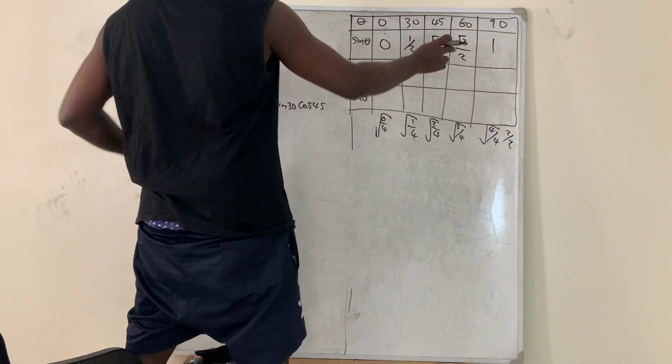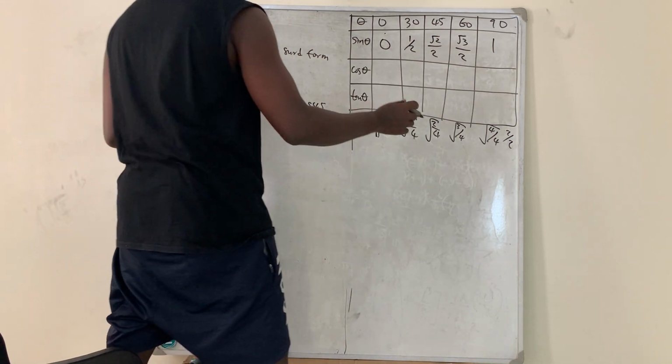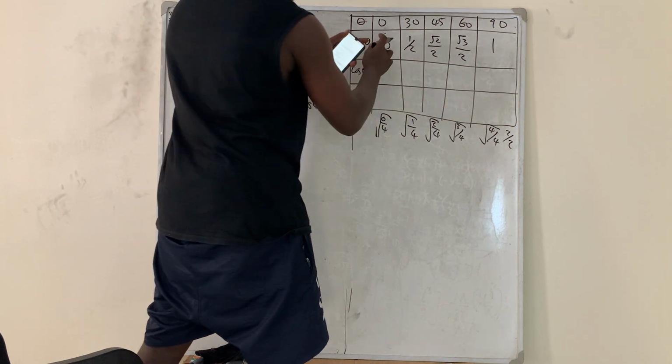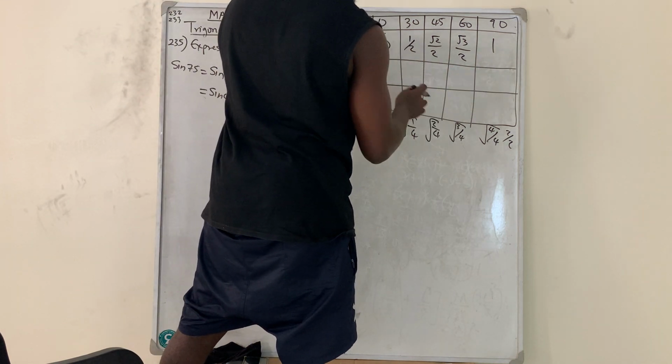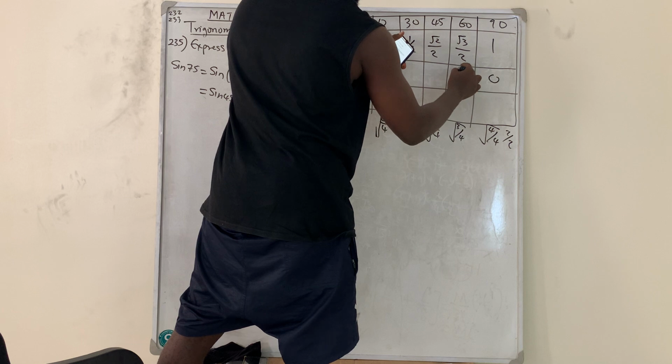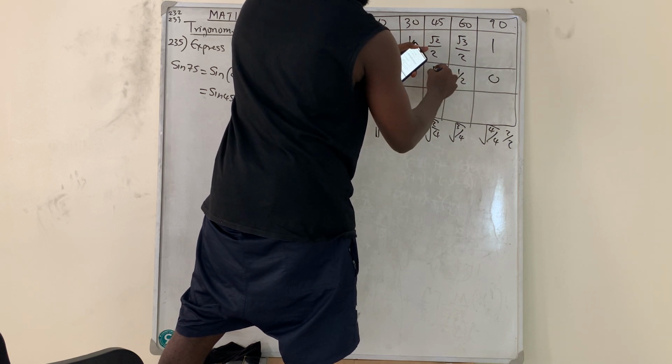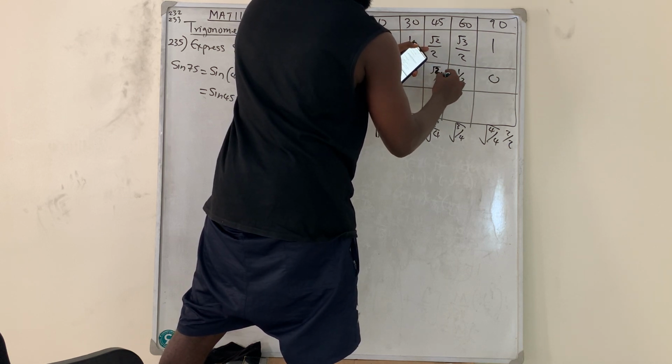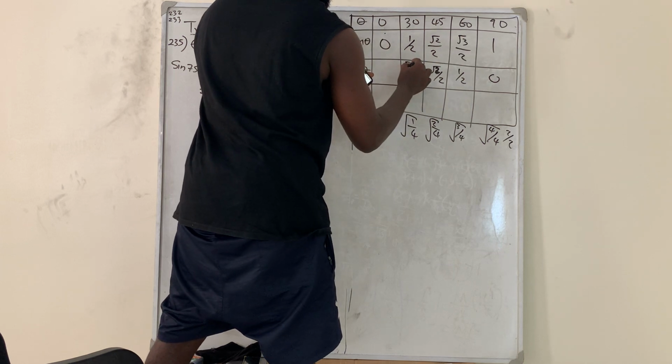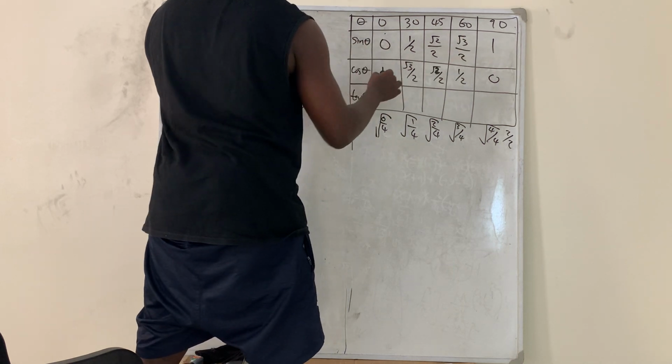Okay? Once you have gotten this one, you have gotten the rest. How do you get the rest now? Start from this side and write. You started from this side writing, so start from here. So here will be 0. Here will now be 1 over 2. Here will repeat root 3, root 2 over 2. Here will now be root 3 over 2. And here will now be 1.